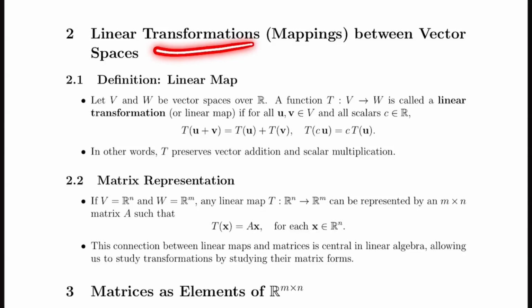Linear transformations, or mapping between vectors. What does that mean? Let's say you have two vectors, vector u and vector v. A function is defined as a mapping where each member of the vector space V is mapped to a member of the vector space W.